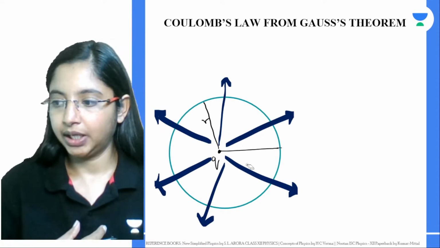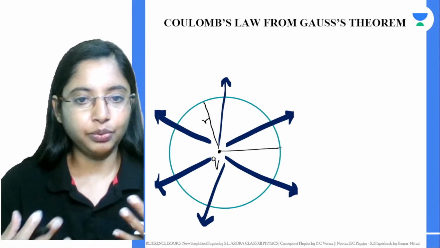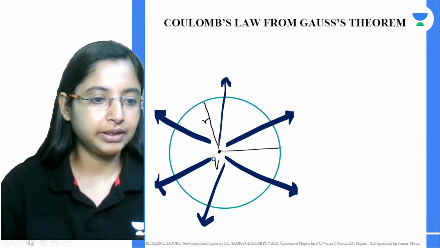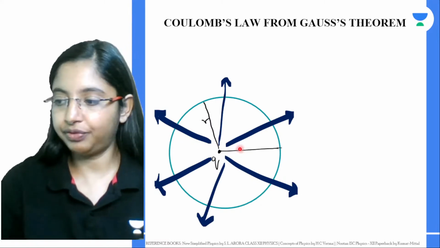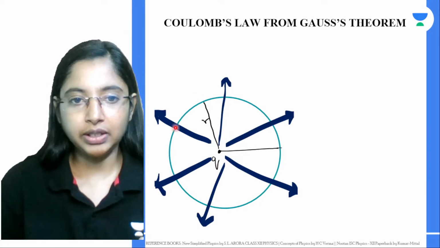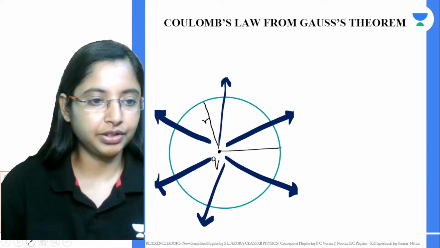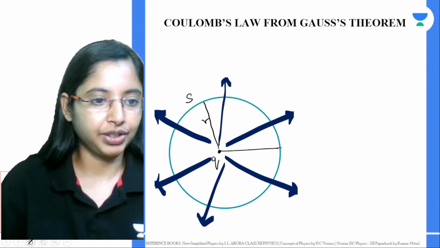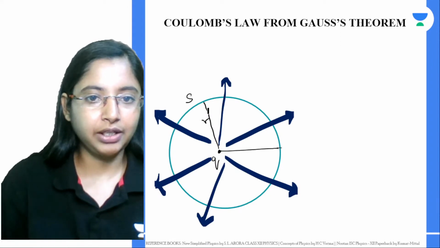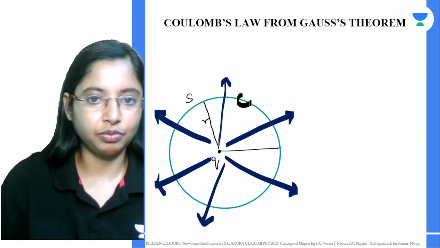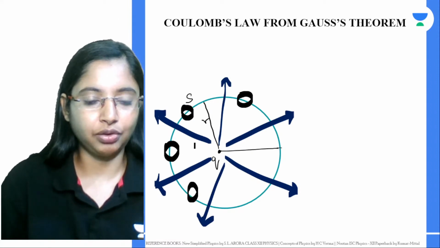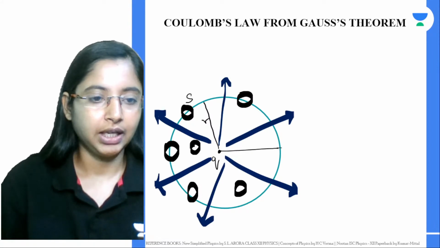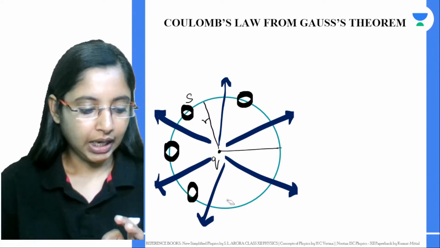Now we are going to take a very small area. Gauss's law works for spherical symmetry. On this Gaussian surface, let's say the surface is S, wherever you go on the surface of the sphere, if you take a very small area, it is the same. Now this is a sphere.